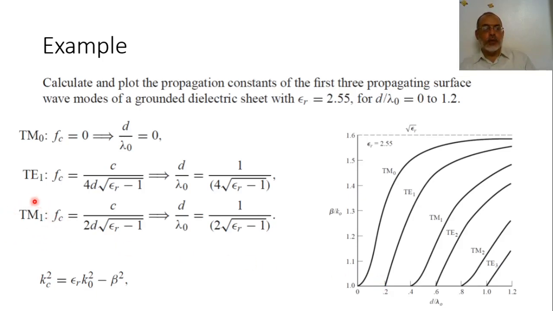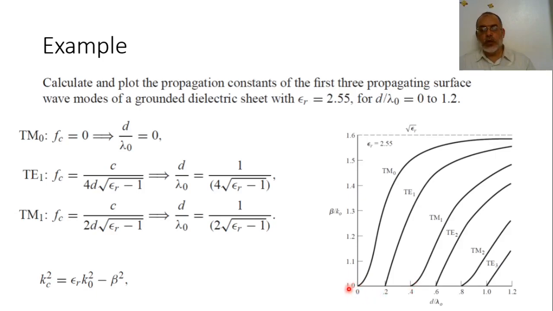The cutoff frequency of the TM1 mode, fc, would be c over 2d square root epsilon r minus 1, which was originally nc over 2d square root epsilon r minus 1, and n here is 1. So in this case, d multiplied by fc over c, or d over lambda, is 1 over 2 square root epsilon r minus 1. By applying epsilon r 2.25, the value of d over lambda is 0.4.